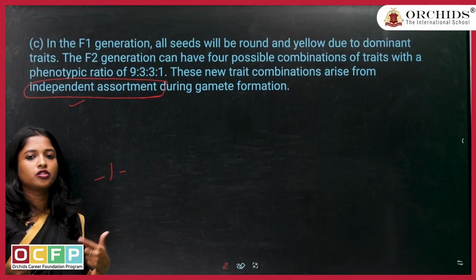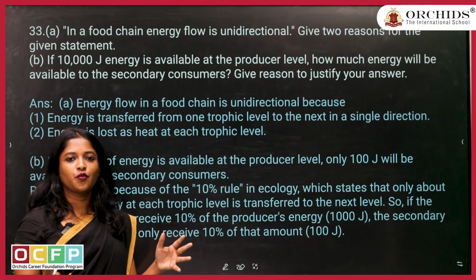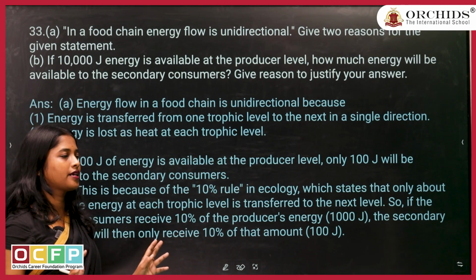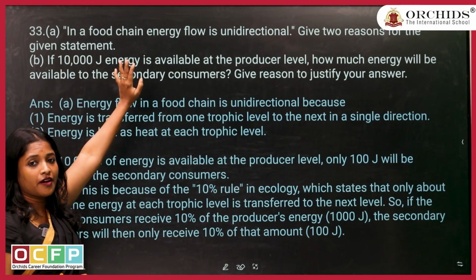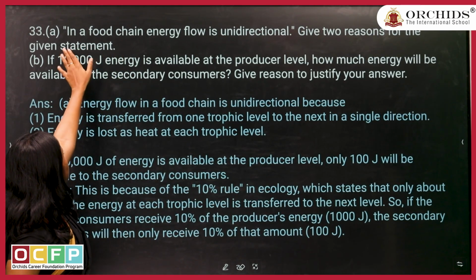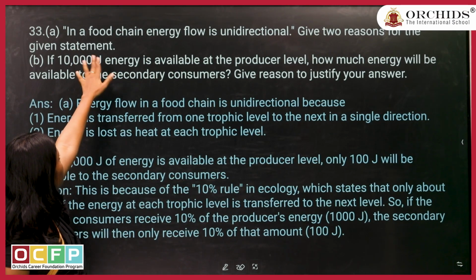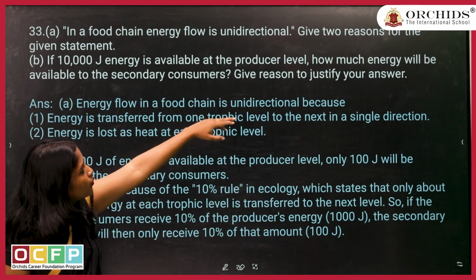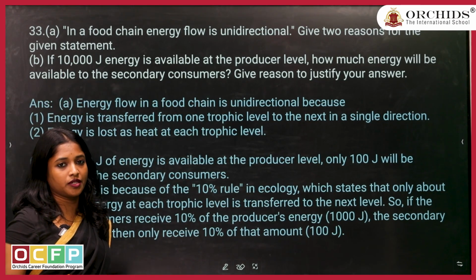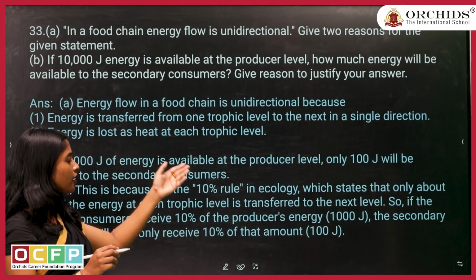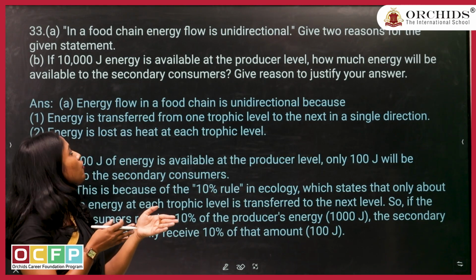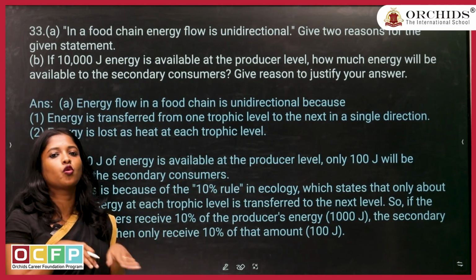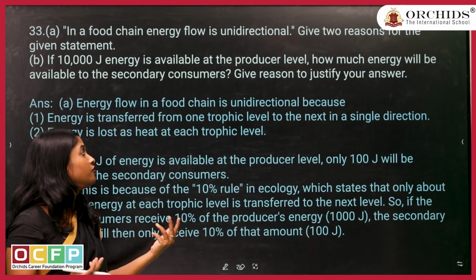Fine. We will move on to the next section. There's one more 3 mark question in section C. Again it is divided into 2. First is, in a food chain, energy flow is unidirectional. Give 2 reasons for the given statement. So they are saying that in a food chain, energy flow is unidirectional, in one direction itself. What is the reason for that?